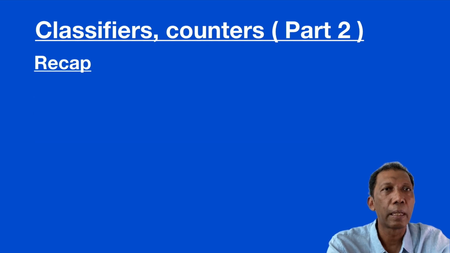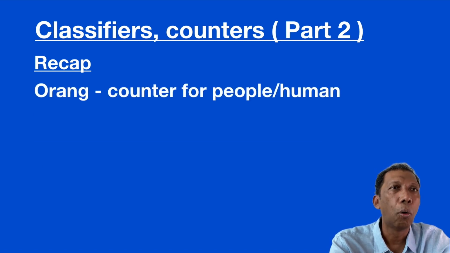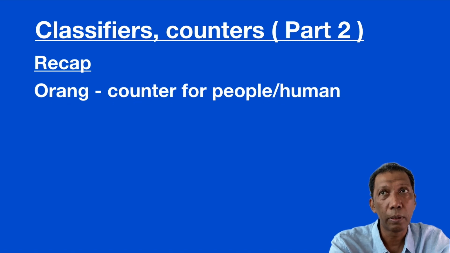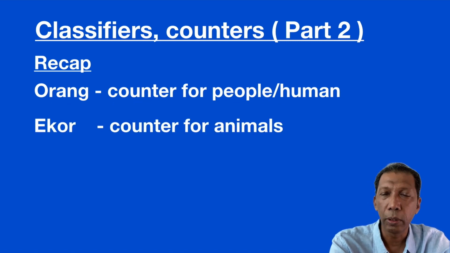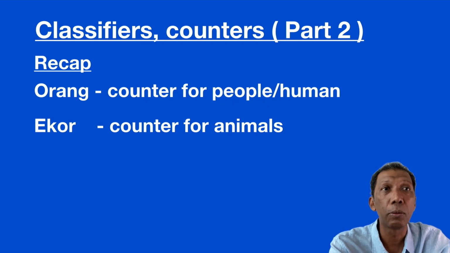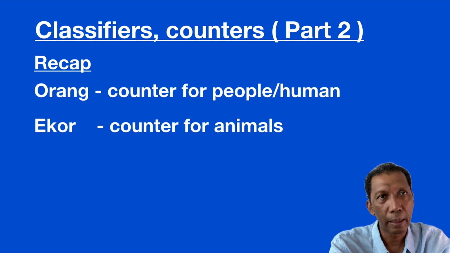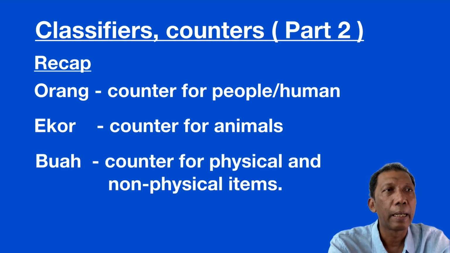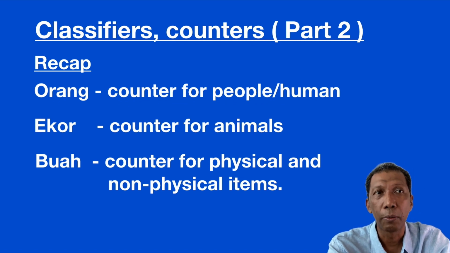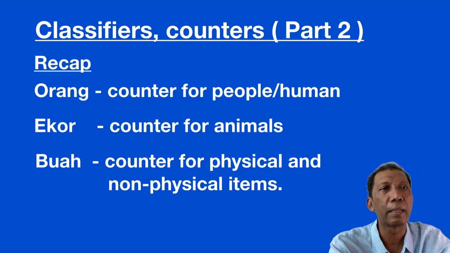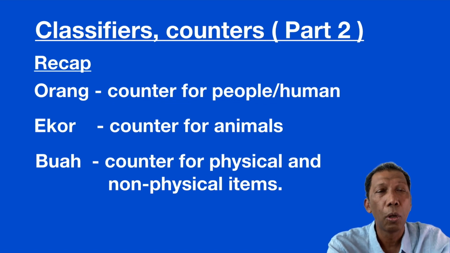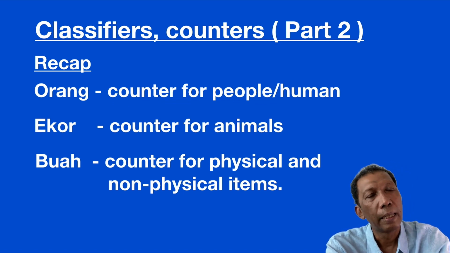In our previous lesson, we learned that orang is the counter for people or humans, and ekor is a counter for animals. Remember, kucing is a cat. If you want to say 2 cats in Malay, it will be dua ekor kucing: the number, the counter ekor, and the object kucing. After that, we learned buah, which is a counter for physical things, and sometimes also non-physical items.